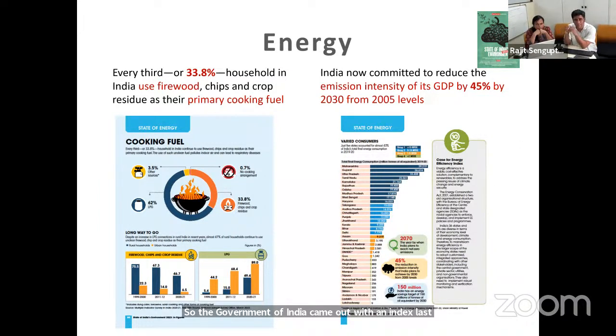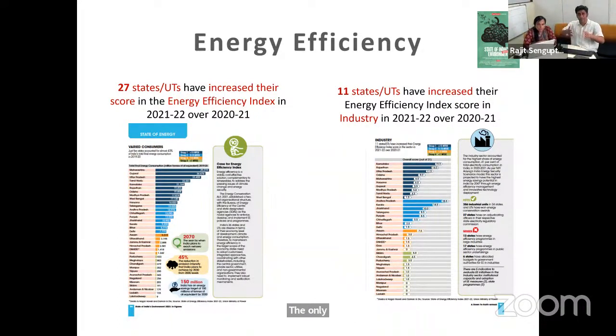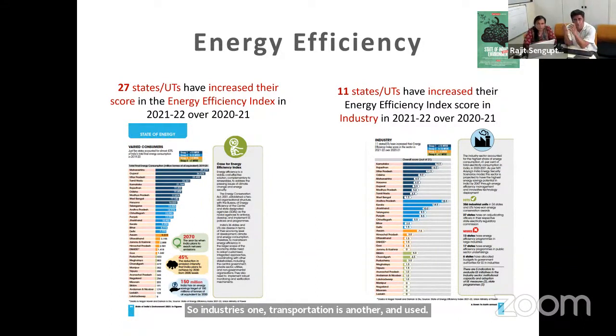What we found, and this was very positive, is the fact that 27 states and UTs have increased their energy efficiency score. That basically means that they're focusing on energy efficiency. The only limitation that we found: in this index, the government has looked at different sectors. Industry is one, transportation is another, then discoms is another. So they've looked at the energy efficiency for all of these.